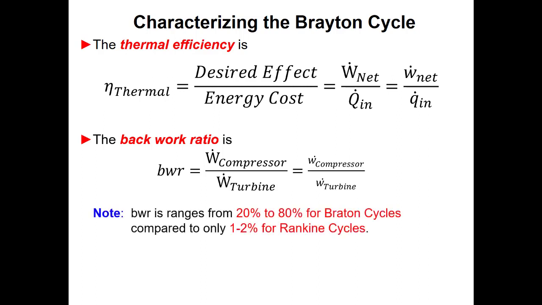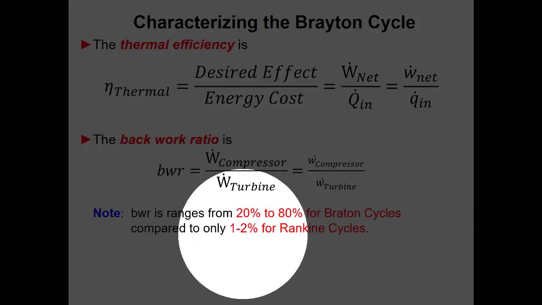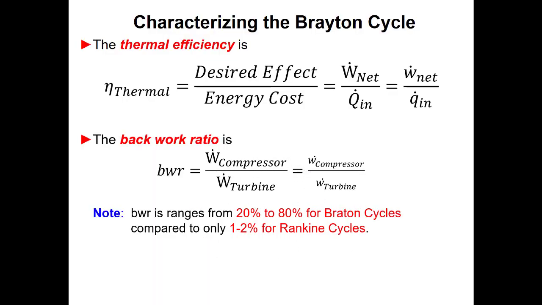And one of the differences between Brayton cycles and Rankine cycles is that the Rankine cycle back work ratios were very low, like 1% to 2%. But for Brayton cycles, back work ratios can be pretty high. Remember, one of the downsides of Rankine cycles is we lose a lot of heat as we're condensing the fluid, as we're moving from steam back to liquid. We lose a lot of heat, and that can affect our thermal efficiency.